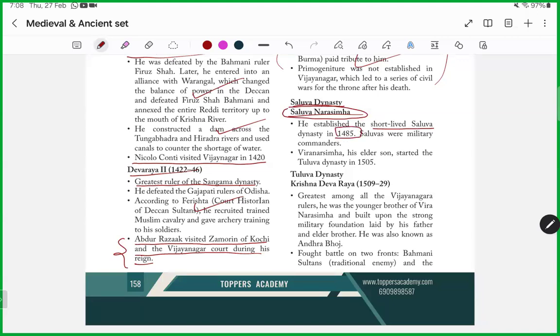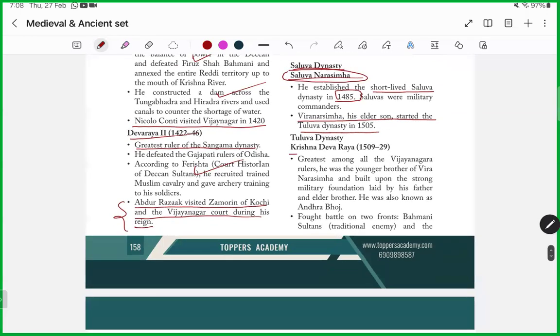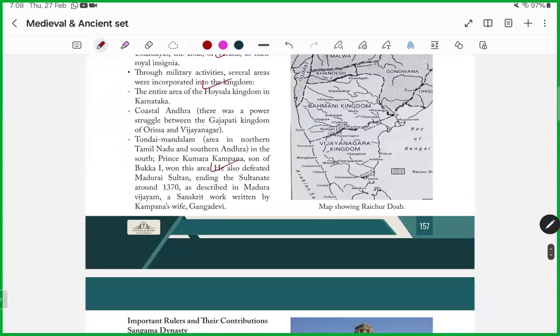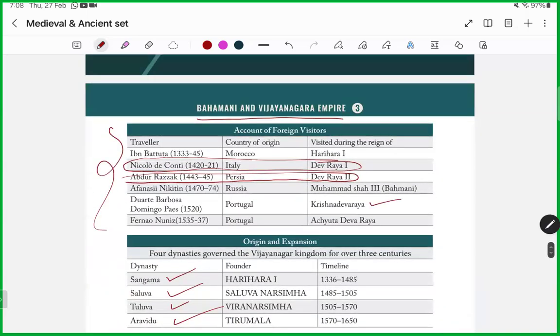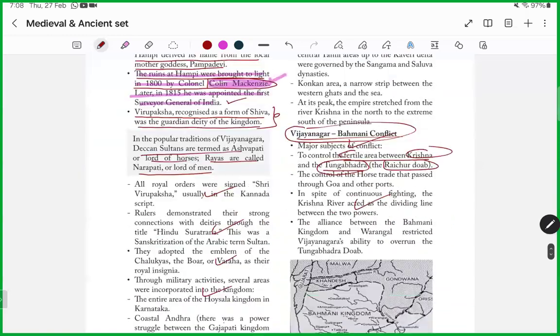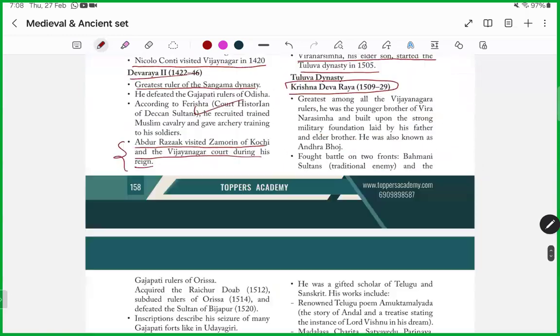He was succeeded by Vira Narasimha, his elder son, who started the Tuluva dynasty in 1505. Krishnadevaraya is important. One of the people who visited during Krishnadevaraya's time was Domingo Paes.